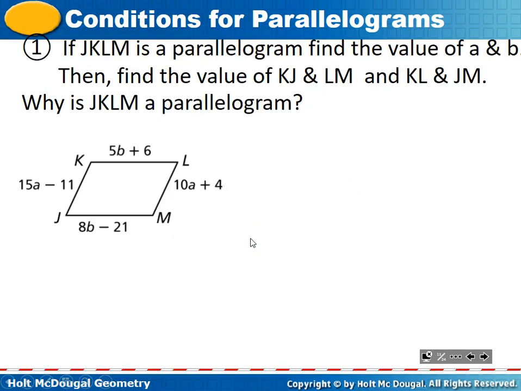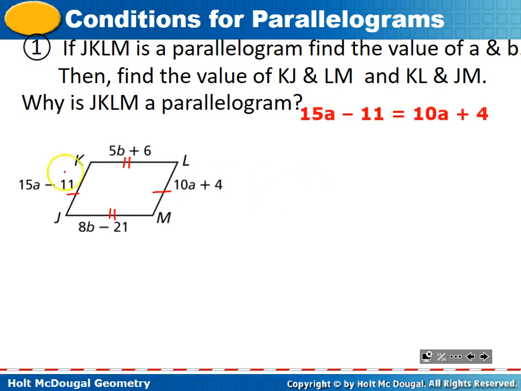Our first example says if JKLM is a parallelogram, find the value of a and b, then find the value of KJ, LM, KL, and JM, and then say why JKLM is a parallelogram. On this one, we should be able to see that we have some opposite sides. So that's what we're going to test. We want to see if that pair of opposite sides is congruent, and we want to see if this pair of opposite sides is congruent, because then we could use that information to prove that this is a parallelogram.